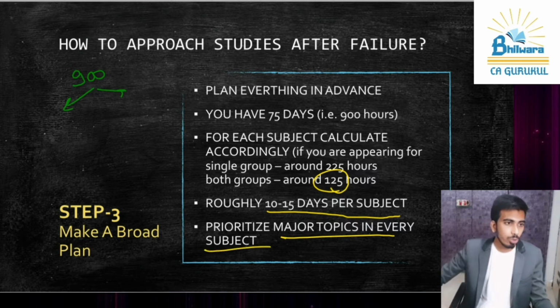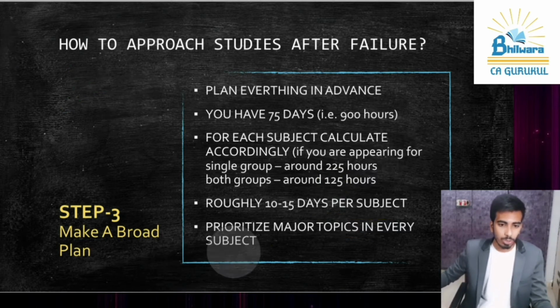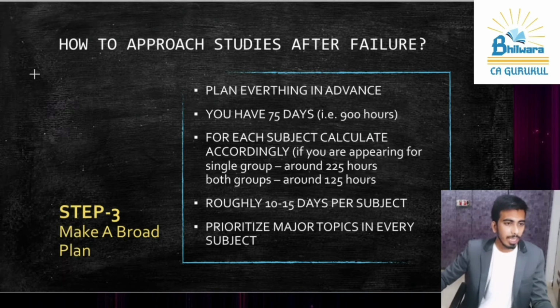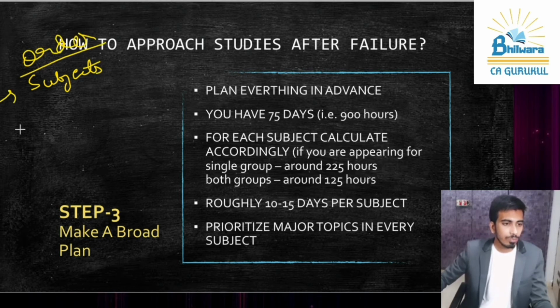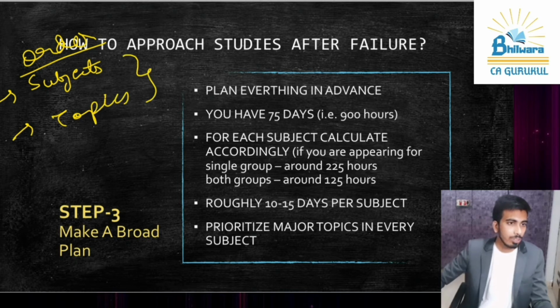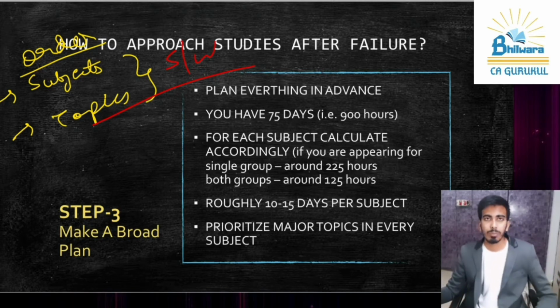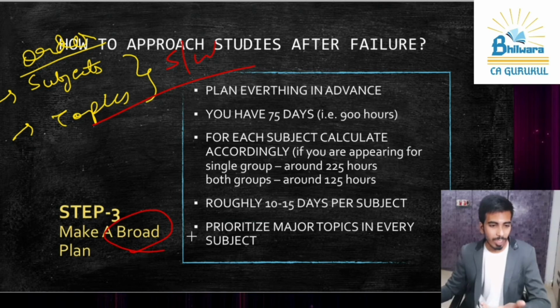So once you know which subject to study, you should plan which chapter you should study. So this way you will be knowing subjects, order of subjects, order of topics. So based on your strength and weaknesses, you have to identify strength and weaknesses in step 1 and use that to basically make a broad plan we are talking about.